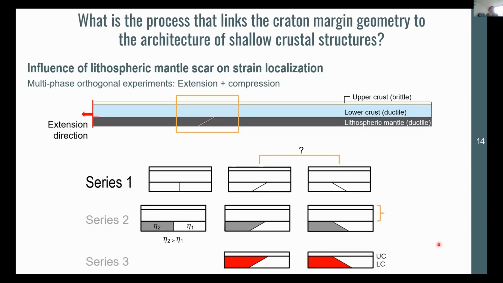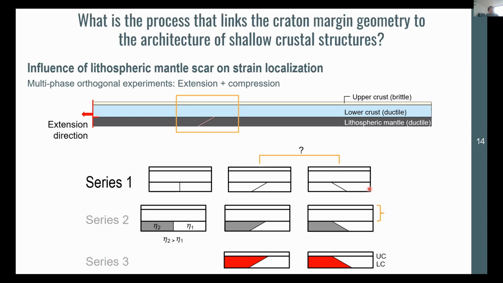So how can we test this correlation in fact? In this regard, we designed a series of analog modeling. This analog modeling is a big project. In this project, basically, we want to see the impact of what we call a scar, or a weakness, in different layers, like lithospheric mantle and lower crust, and how it impacts the propagation of structures in the upper crust.